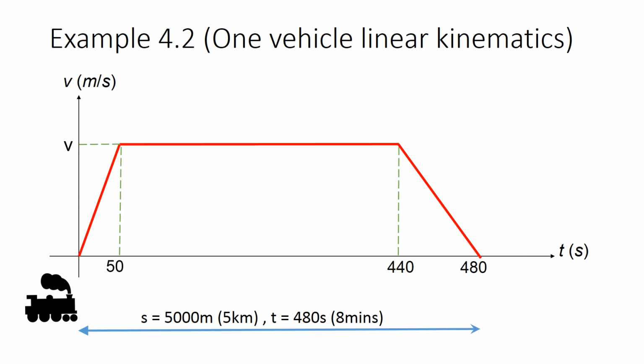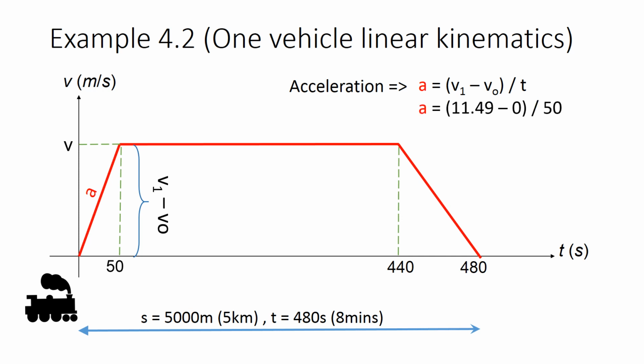Now, the question asks for acceleration. Acceleration is the gradient of the VT graph. So, acceleration is equal to final velocity minus initial velocity over the time taken. Plugging in the values, the velocity which we have found earlier, 11.49, which is the final, minus the initial, where the train was stationary, divided by the time taken, 50, you will get the acceleration of the train.